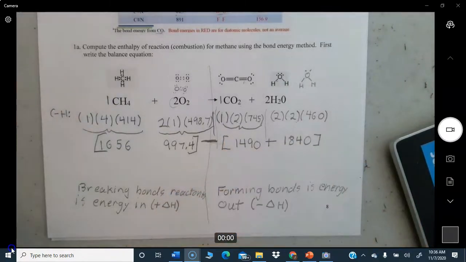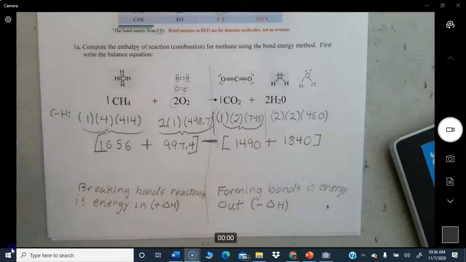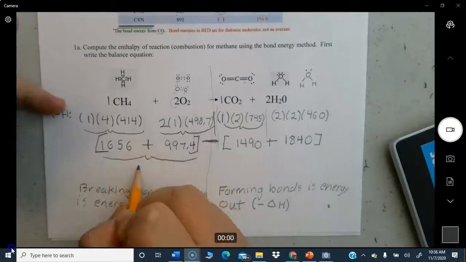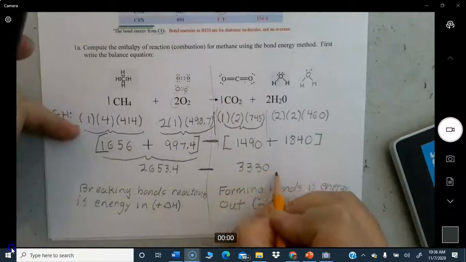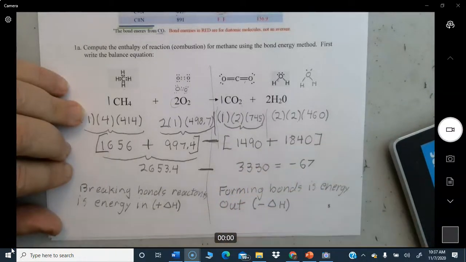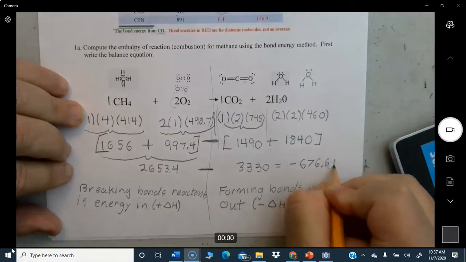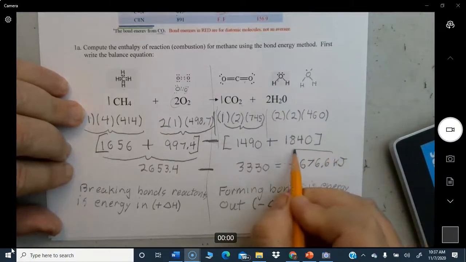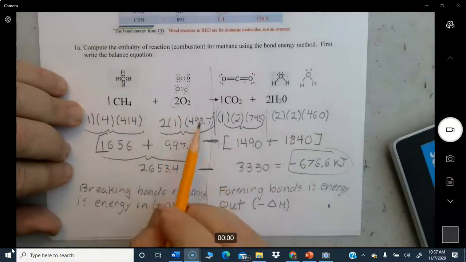Okay. So again, we can further reduce our math. These two should be added together also. Okay. So let's go ahead and finish up the math. Okay, and that gives us negative 676. Okay, and so that's our enthalpy of reaction for this combustion.